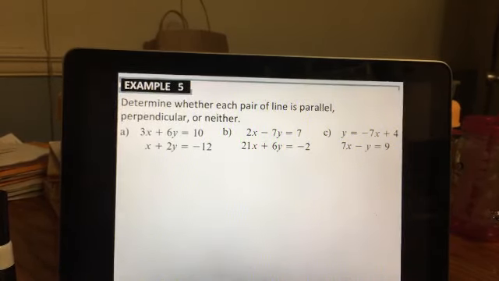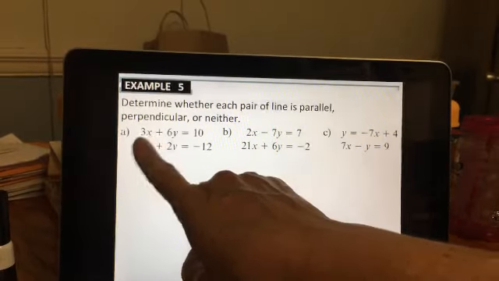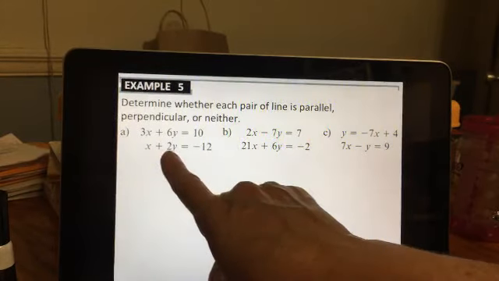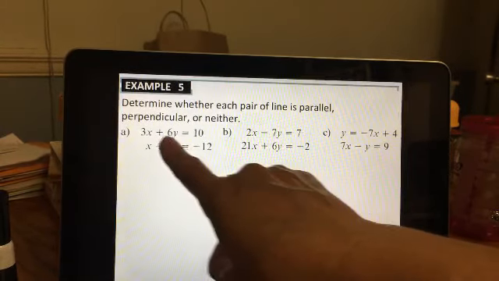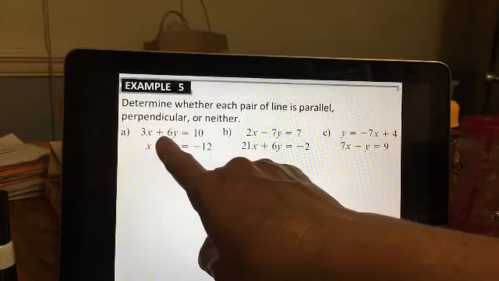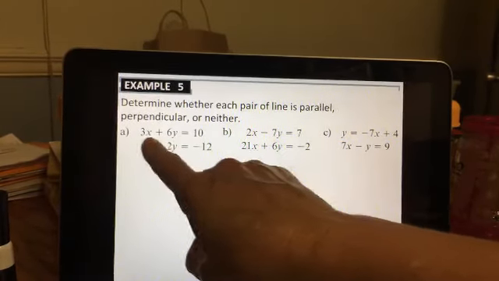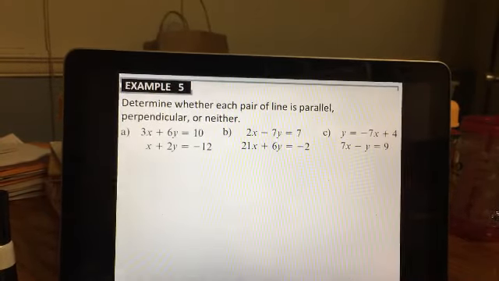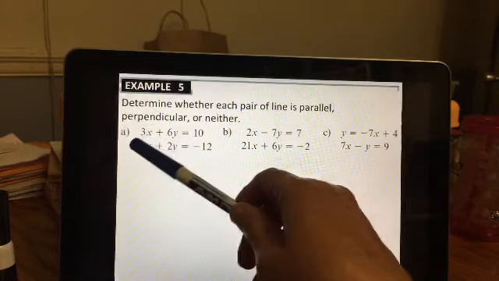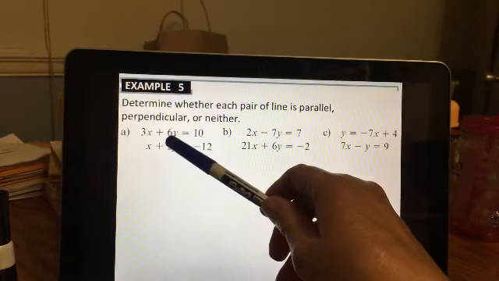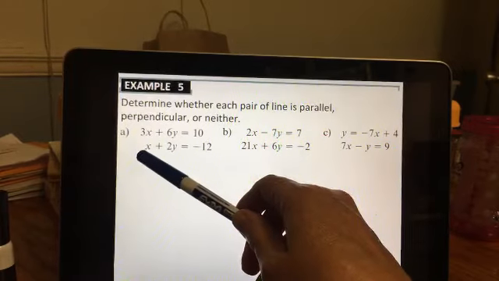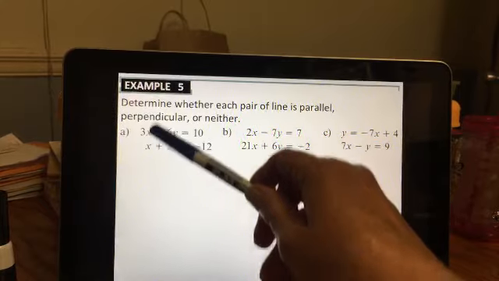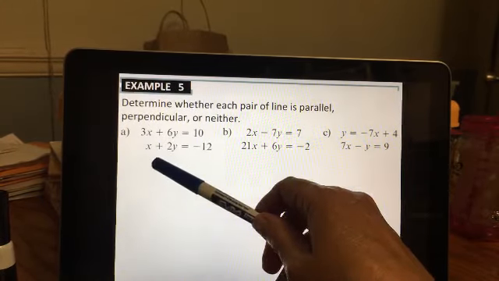When we find out the slopes, notice that if I take this line here and I multiply it by 3, guess what I get? I get 3x plus, now the y-intercept's not the same, but the slope is the same. Remember, the slope is negative A over B, so this slope is negative 3 over 6, which is negative 1 over 2. So the slopes are the same, therefore this one should be parallel.